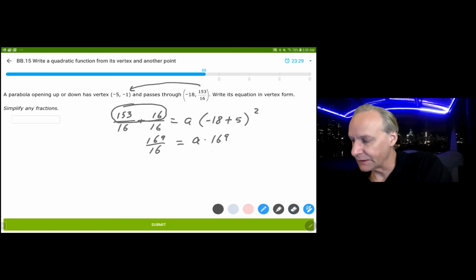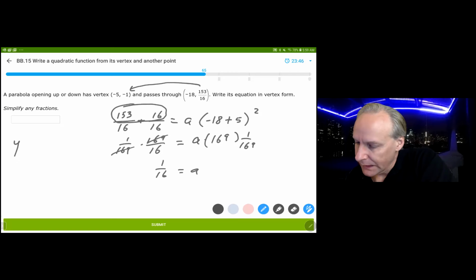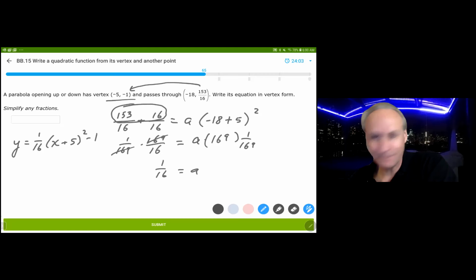And now I'm just going to divide by 169, or rather multiply by 1 over 169. Oh, how nice that is. I get a equals 1/16. So y equals 1/16. There's my HK, because I want to use my vertex. X, careful, plus 5, don't want to make a mistake right at the end, squared, and then we have the minus 1, don't we? There it is.